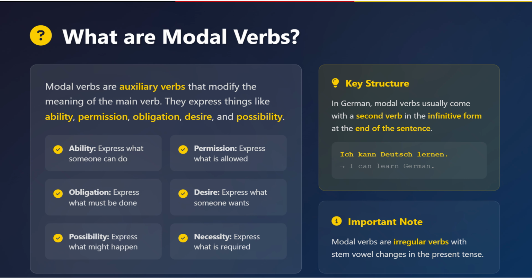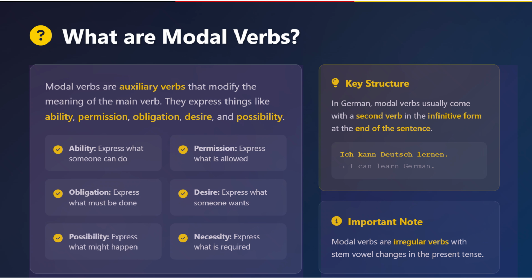Before we dive into German, let's quickly understand what modal verbs are in English because the idea is similar. In English, modal verbs like can, must, may, should, and want are used together with a main verb in the infinitive form. They express ability, permission, obligation, desire, or possibility. For example, if you are free, you can come with us. Here, can shows possibility or ability. The key structure is modal verb plus main verb without to.